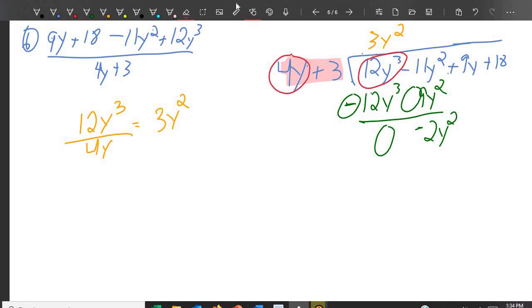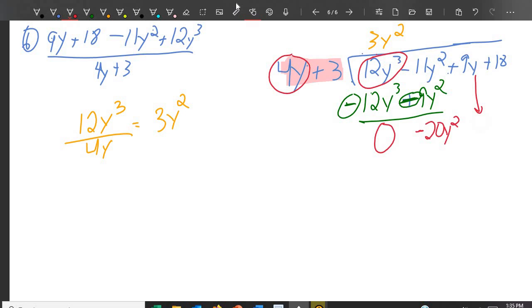Right here. When I changed this, it was a positive. So when I multiplied 3y squared times 3y, I get a positive. I was jumping ahead, changing the sign. Now we change the signs. This one becomes negative. This one becomes negative. Now it'll work. I changed my sign too quick. Now when we subtract, we're going to get 0 here. Negative 11, negative 9y gives me negative 20y squared.